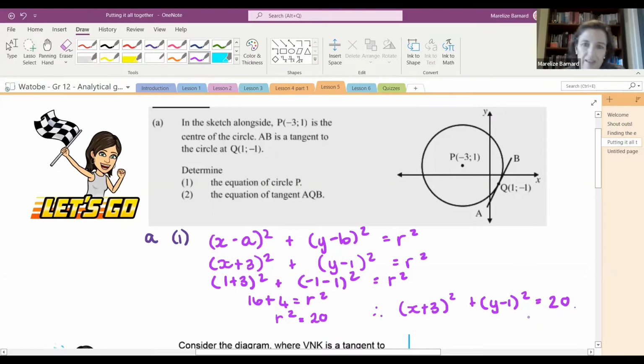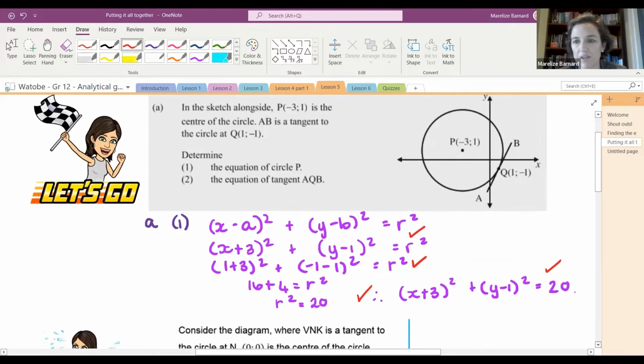So if this was an exam or a test, you can give yourself there 1 mark for subbing in your center, 1 mark for subbing in the other point, and another mark for finding the radius, and then 1 last mark for the full equation of the circle.